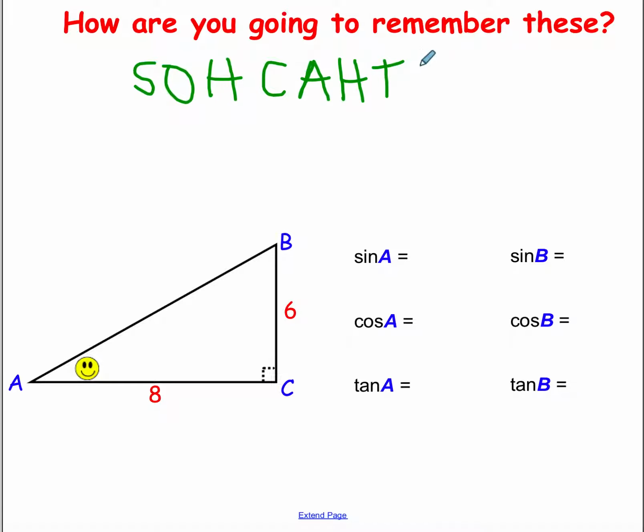SOHCAHTOA. Okay? And what that stands for is: sine is opposite over hypotenuse. Cosine is adjacent over hypotenuse. And tangent is opposite over adjacent. Okay? So you can see how SOHCAHTOA is a mnemonic. It's a memorization tool to remember what sine, cosine, and tangent are.